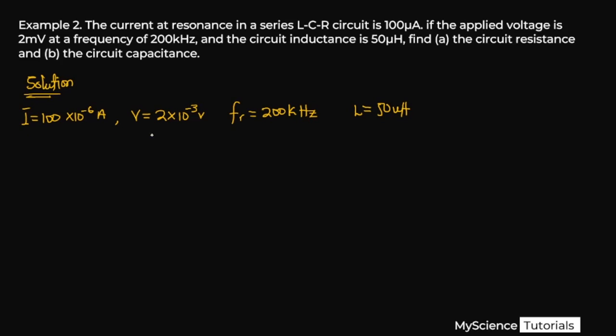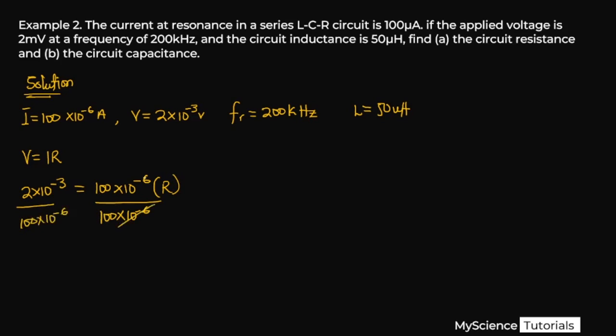Now, for us to find the circuit resistance, we know that voltage V is equal to IR when we have resonant frequency occurring. So we have the voltage, we have the current, we can easily find our circuit resistance. So our voltage here, 2 times 10 raised to the power minus 3, is equal to our current, 100 times 10 raised to the power minus 6, multiplied by our resistance R. So if we divide both sides by 100 times 10 raised to the power minus 6, we get our resistance R equal to 2 times 10 raised to the power minus 3 on 100 times 10 raised to the power negative 6, which gives me 20 ohms as my resistance. So my resistance in this case is 20 ohms.